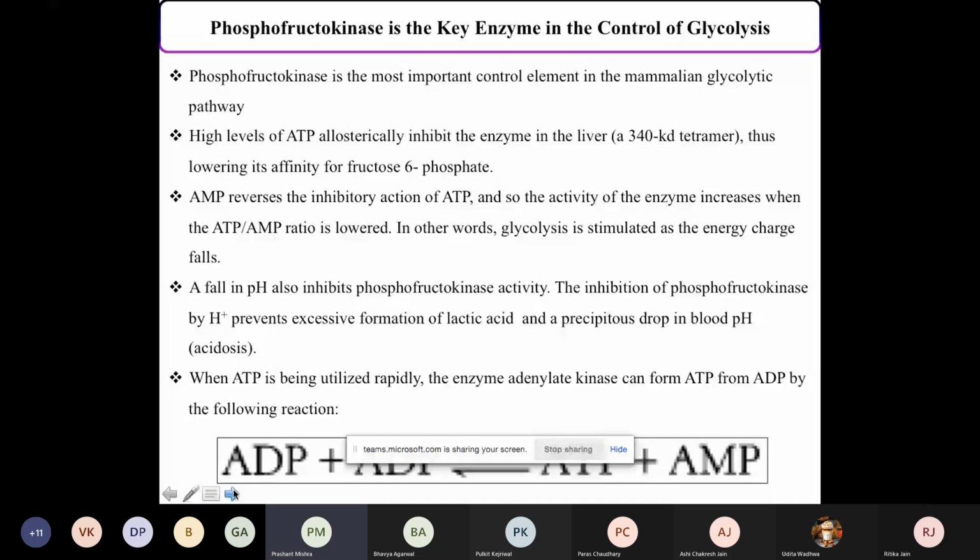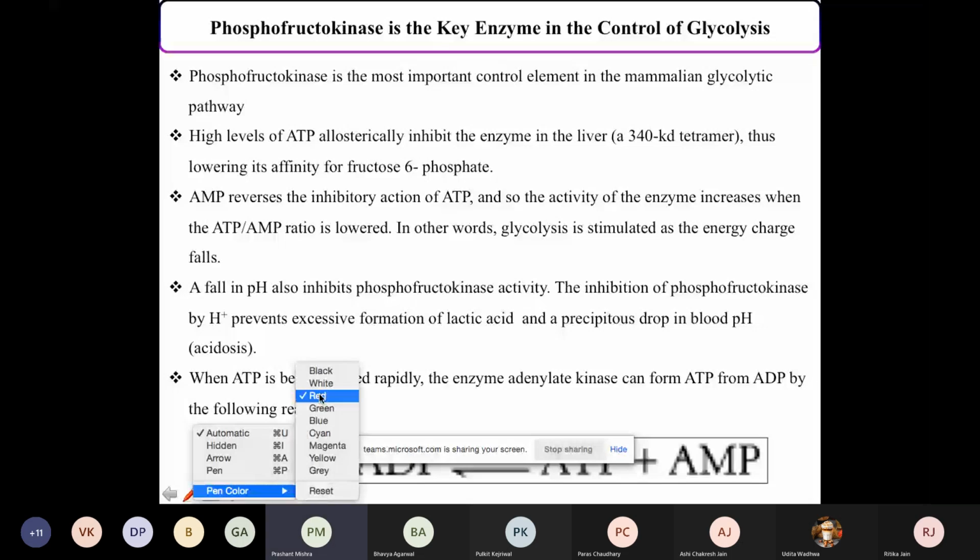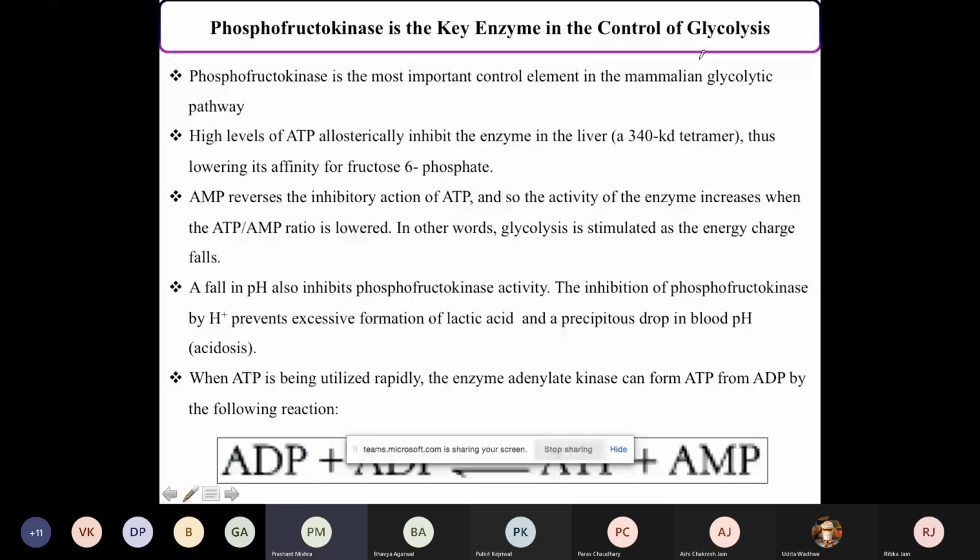And this enzyme is very important because it controls the mammalian glycolytic pathway. Many times it has also been referred to as the pacemaker enzyme. Once this reaction occurs, once fructose 1,6-bisphosphate is formed, the product becomes committed to glycolysis.